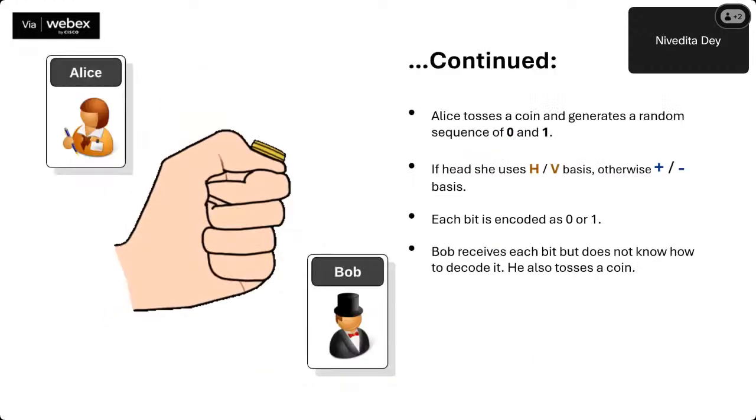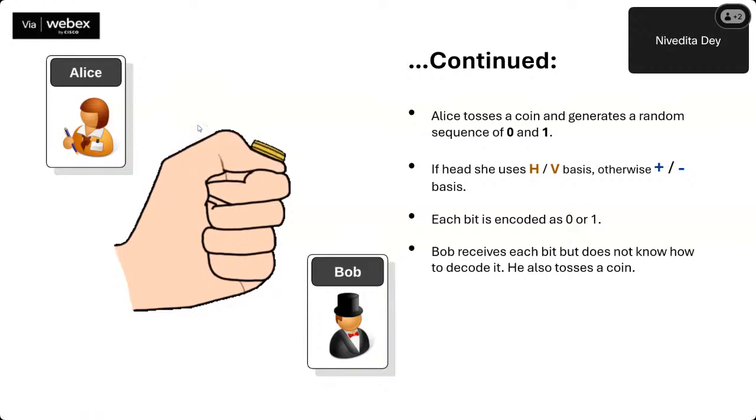So how it will start is, Alice will toss a coin and generate a random sequence of zeros and ones. Now, if head, using my convention, she will use a horizontal-vertical basis. Otherwise, for tail, she will use a plus-minus basis. So each bit in that way will be encoded into a 0 or a 1.